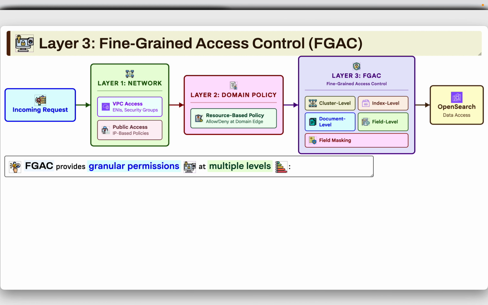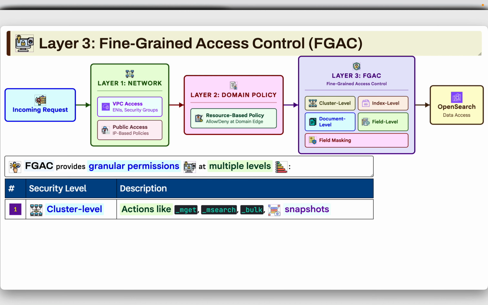Then fine-grained access control. So fine-grained access provides granular permissions at multiple levels. So first we have the cluster level. So this level controls cluster-wide actions like mget, msearch, bulk operations, and snapshots. So these actions are very specific to OpenSearch product itself.